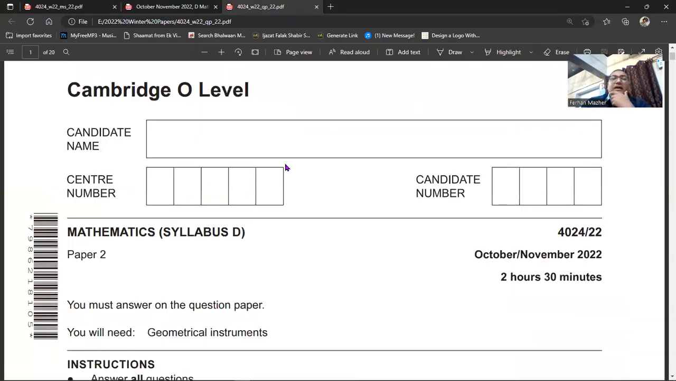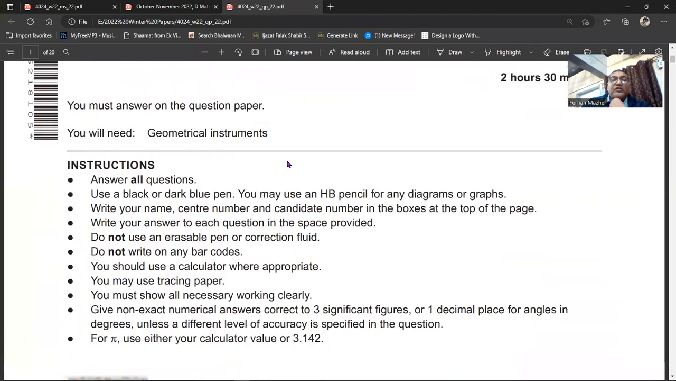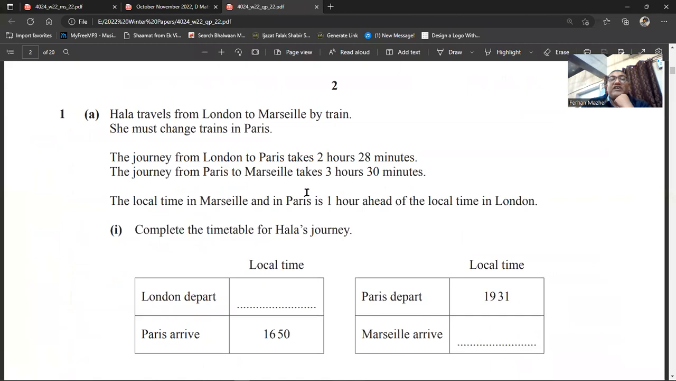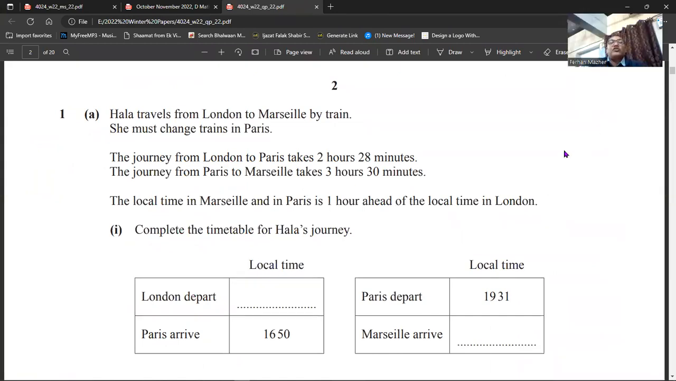October-November 2022, Paper 2, 2 hours 30 minutes are allowed. It's a 100 marks paper, and the calculator is allowed in this paper. So the first question coming up on your screen, question number 1, says: Hala travels from London to Marseille by train. She must change trains in Paris. The journey from London to Paris takes 2 hours 28 minutes. The journey from Paris to Marseille takes 3 hours 30 minutes. The local time in Marseille and in Paris is 1 hour ahead of the local time in London. Complete the timetable for Hala's journey.